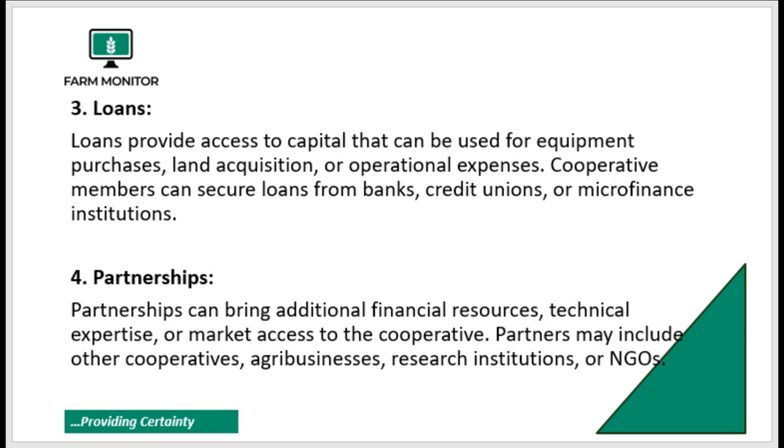Number 4 source of funding for cooperatives is partnerships. Partnerships can bring additional financial resources, technical expertise, or market access to the cooperative. So the cooperative can have partners like other cooperatives, other agribusinesses, research institutions, or non-governmental organizations.